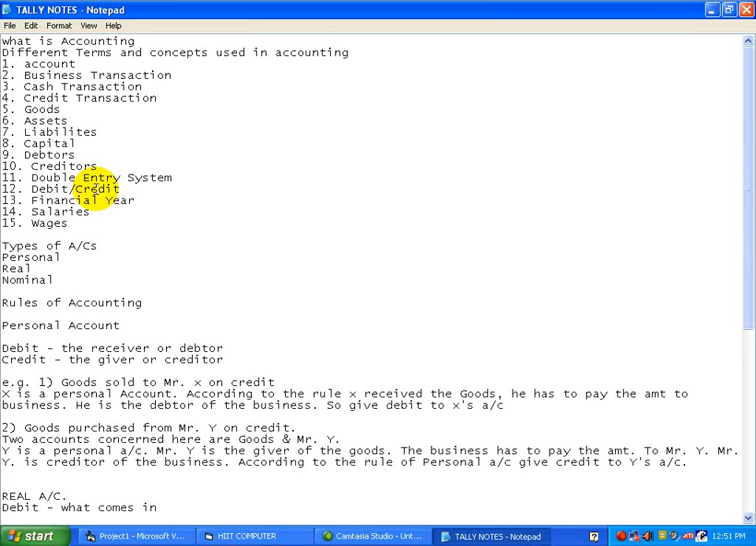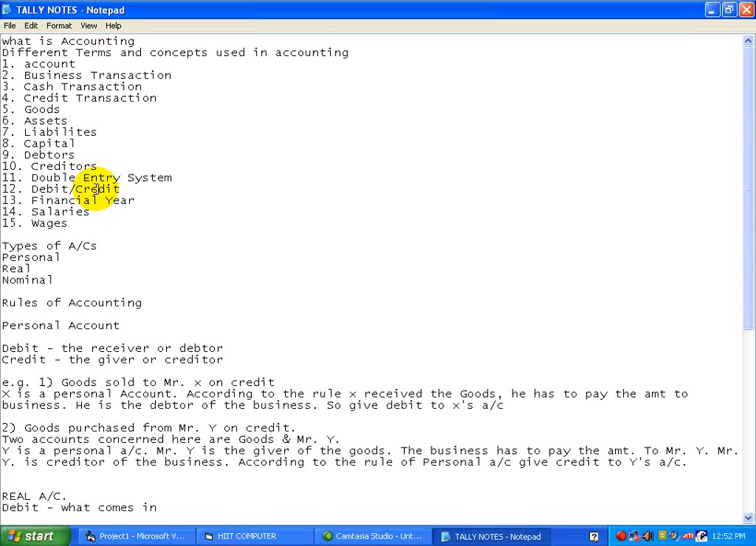Example, cash receipts and cash payments of the business are recorded in cash account. Cash receipts of the business are recorded on the left side of the cash account, whereas cash payments are recorded on the right side of the cash account.